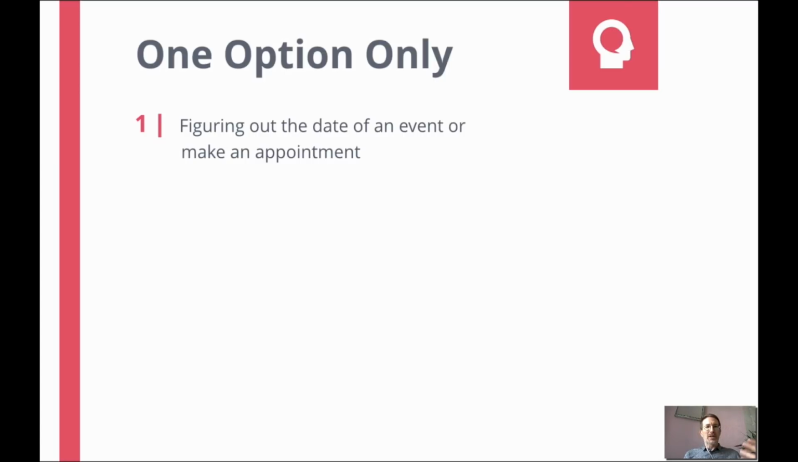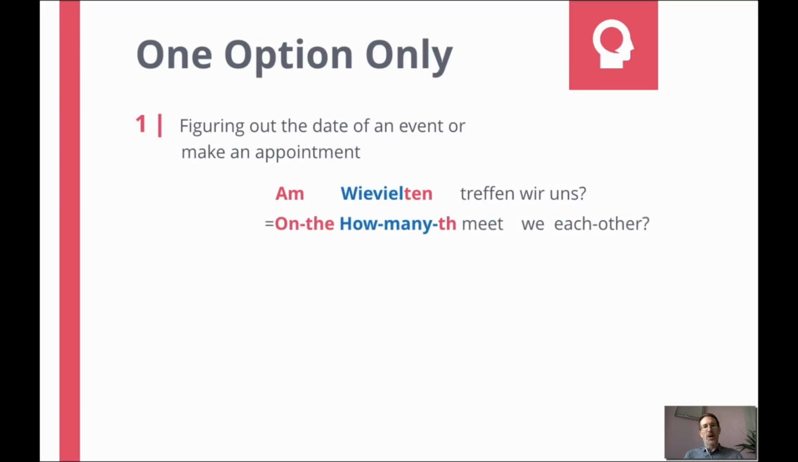Now, I have decided to focus on one option only, because this is the option you will need 90% of the time. This is about figuring out the date of an event or when you make an appointment. And the question for making an appointment, for example, is am wievielten treffen wir uns? Literally, on the how manyth meet we each other.